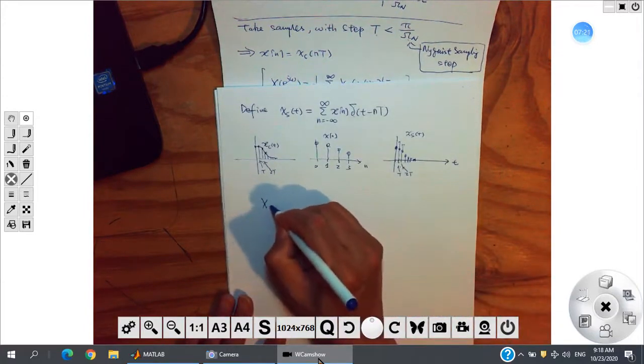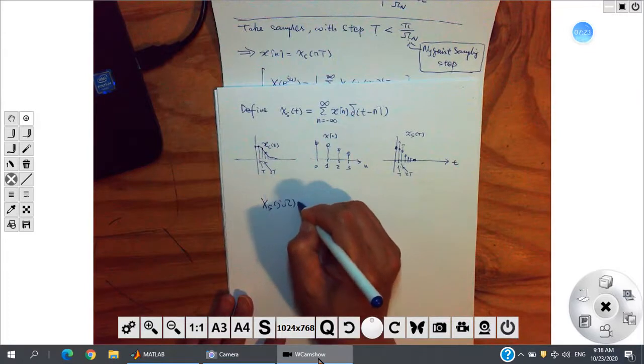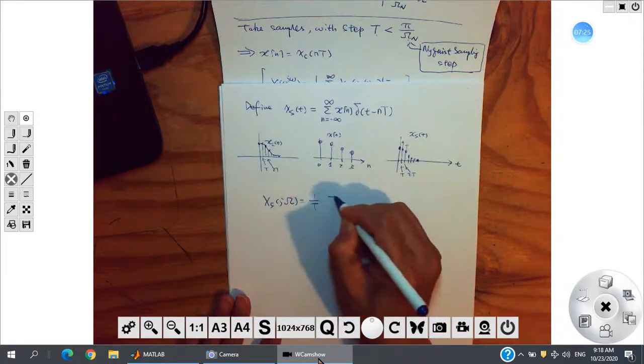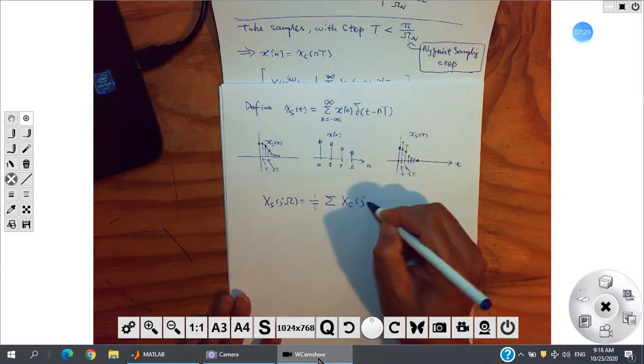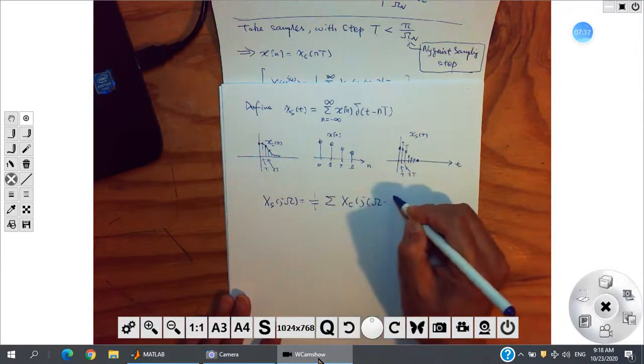For this x_s, in the frequency domain it is 1 over T, summation of x_c of j times omega minus 2k pi over T.